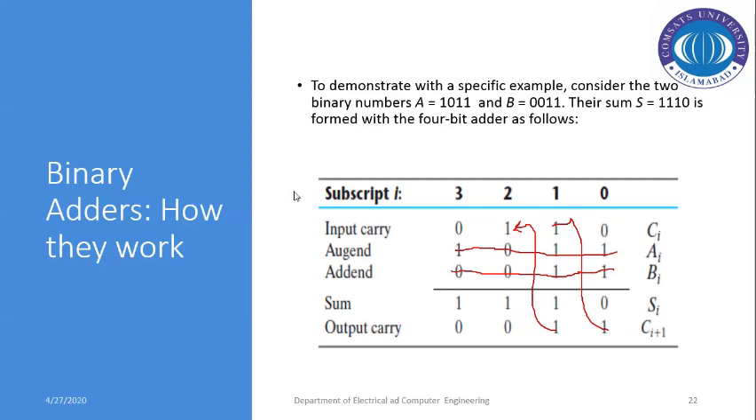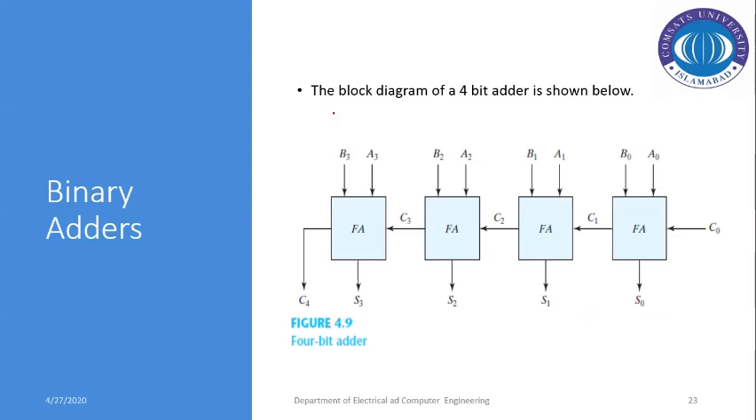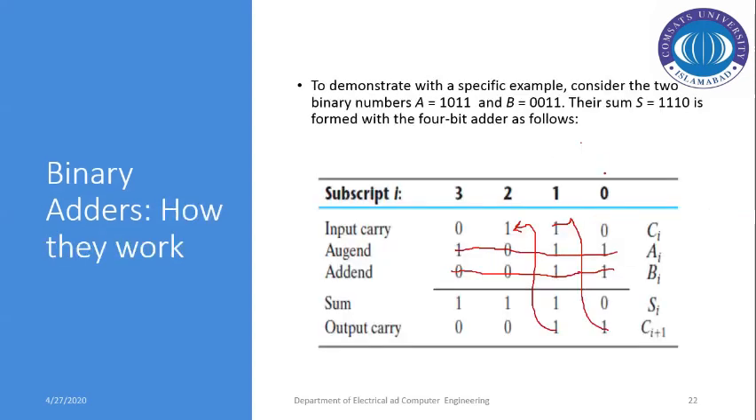So let's see how we're going to implement that. This is the block diagram for the 4-bit adder shown below. These are the 4 full adders which we're going to utilize in order to implement a 4-bit adder. A0 and B0 are applied at the first full adder. This is full adder number 1, this is full adder number 2, this is full adder number 3, and this is full adder number 4. The default carry is basically 0 for the first addition.